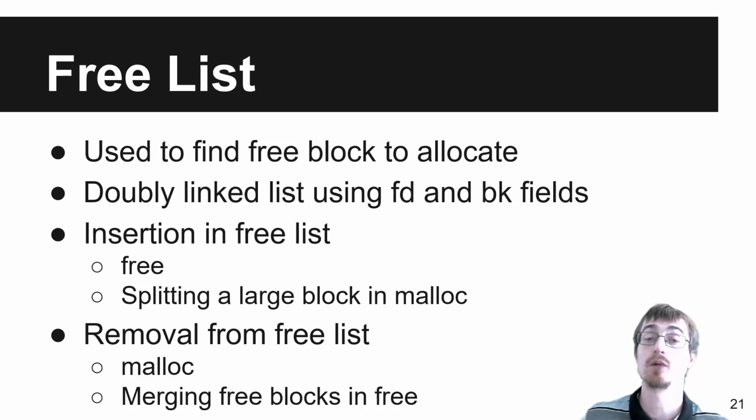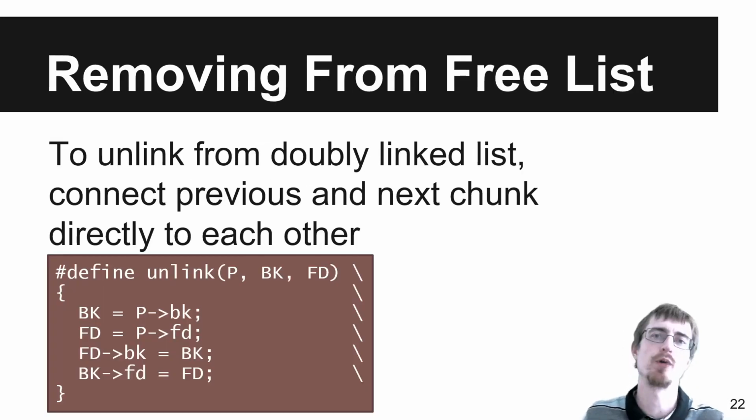So when are entries removed from the free list? Well, obviously in case of malloc, when you allocate a block, it's no longer free, but also when merging free blocks in the free function. So when we merge blocks, then the old block no longer exists, so it's no longer in the free list. Now, how do we remove an entry from the free list? And this is actually where it gets interesting.